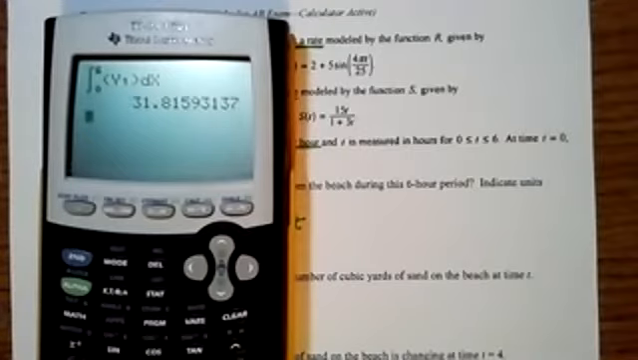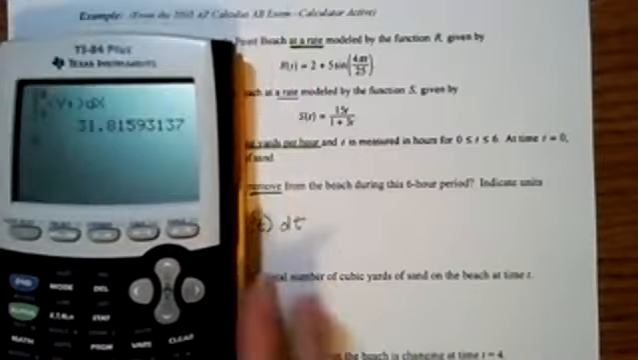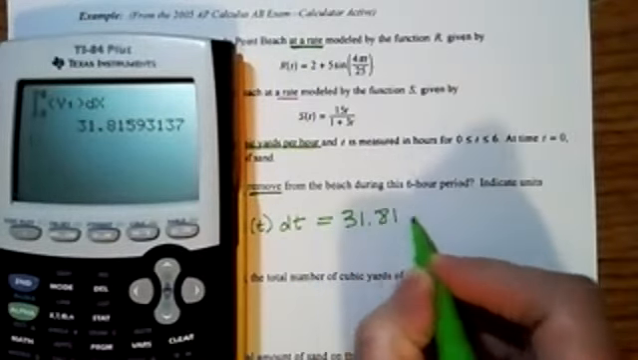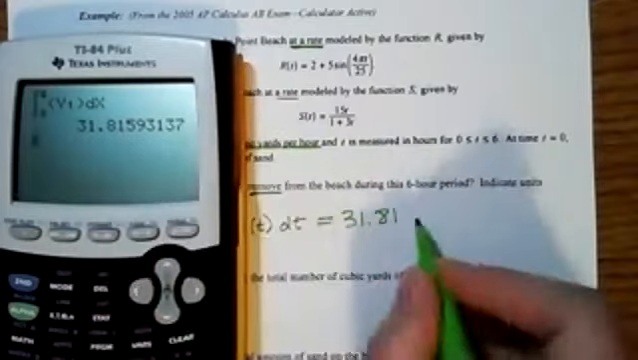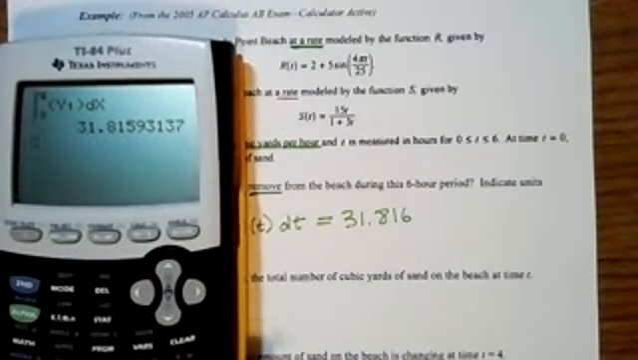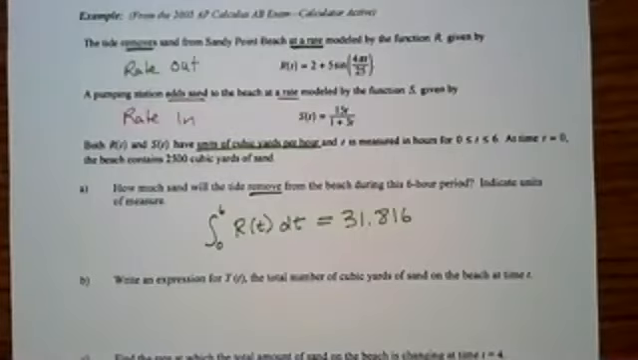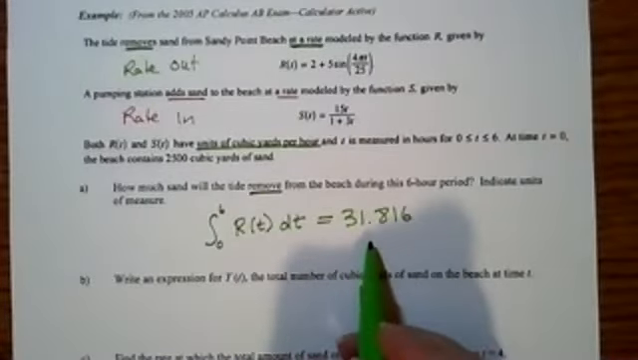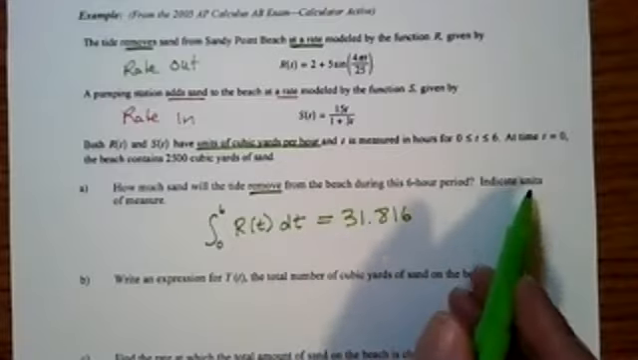Okay, so this is our answer numerically. We're going to have this equal to 31.815 or 6. You can either round that or just truncate it. I'll go ahead and put 6. And so that's the net change, or the amount of sand that was removed in the 6-hour time period. Now we have to indicate units of measure.